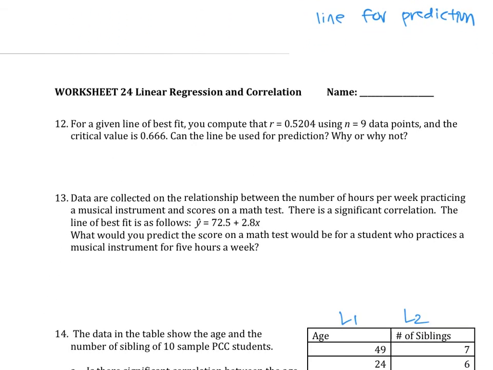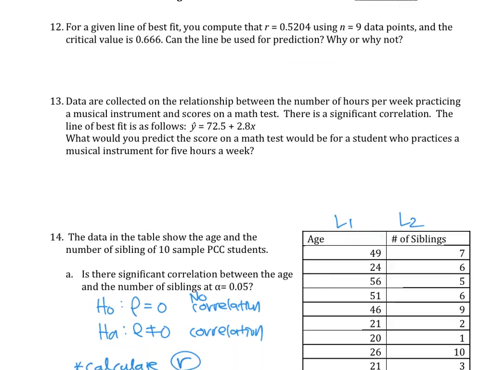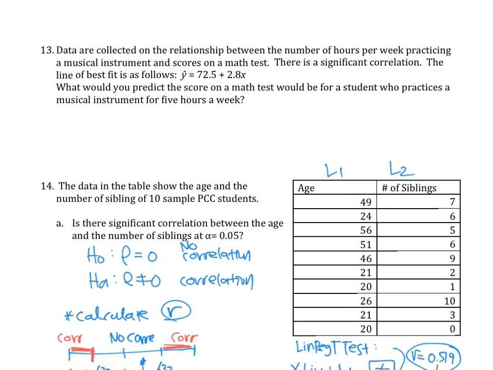Let's look at the next one here. I'm going to have you try number 12, and after you're done with number 12, let's look at number 13. It says data was collected on the relationship between the number of hours per week practicing a musical instrument and the score on a math test. Interesting. They say there's a significant correlation, so they're correlated. That means I can use the line to predict what score you're going to get by looking at how many hours you practice per week, right? Because it says significant correlation, and they give you the best fit line, I'll use that.